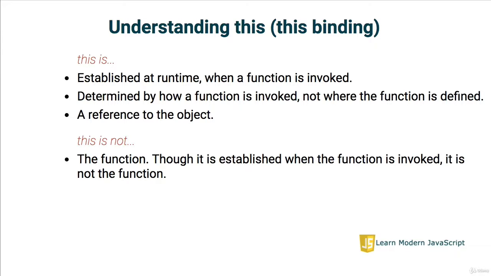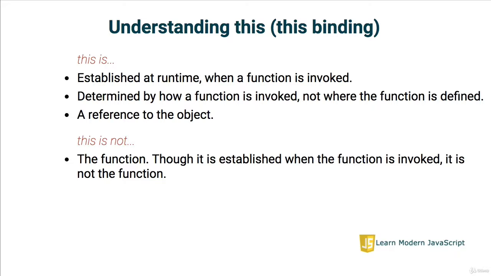Now, understanding this, or understanding what the value of this is in a particular situation, which can also be called this binding, what is bound to this, is based upon some established principles. So let's first describe what this is. This is established at runtime when a function is invoked. This is determined by how a function is invoked, not where the function is defined.